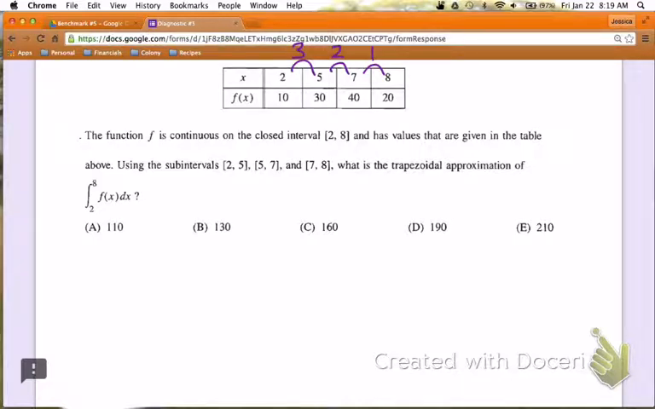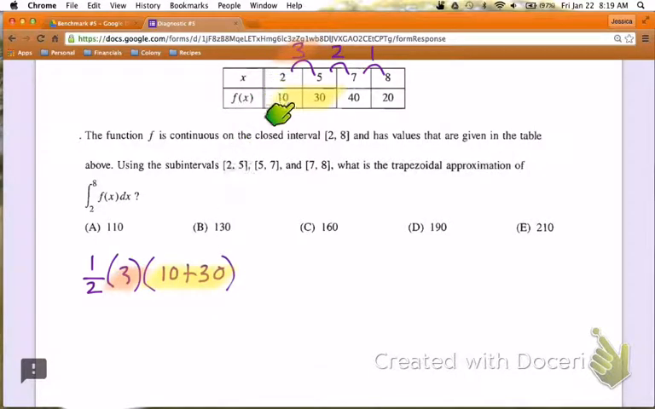So for the first trapezoid, the area of a trapezoid is 1/2 times base 1 plus base 2, or height 1 plus height 2, so that's 10 plus 30. And again, let me show you where I'm getting these numbers from. 10 and 30 come from right here. The base comes from right there, so that orange one here matches with this orange one here. So this is 1/2 times the height times base 1 plus base 2.